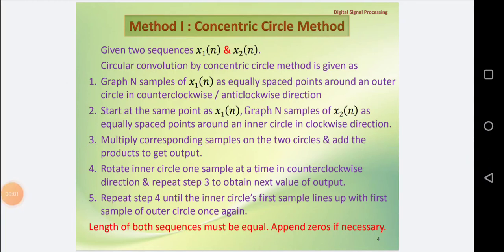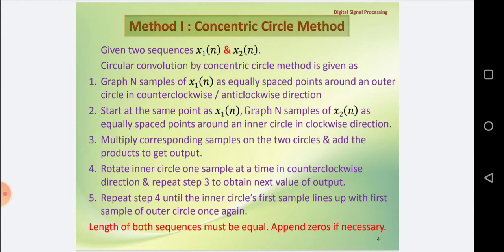There are 4 methods to calculate circular convolution of any two sequences. Out of that, first we will see method 1, that is the concentric circle method. How to solve an example using the concentric circle method? Suppose we have two sequences x1 of n and x2 of n.